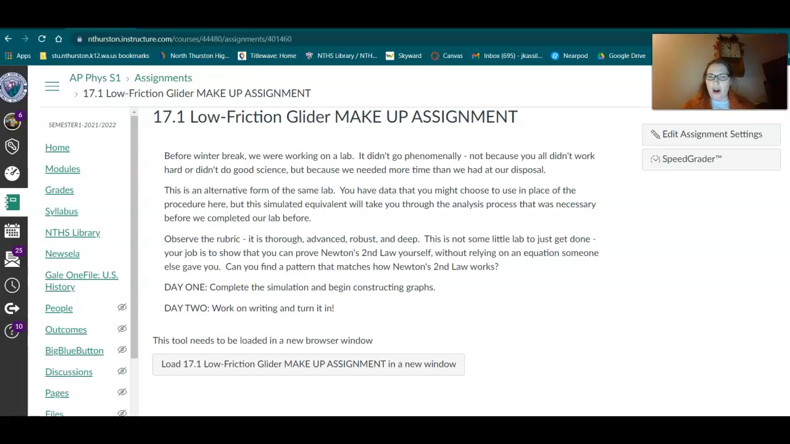So here's what you're going to do. Before winter break, we were working on our air hockey lab, our low friction glider lab. And we didn't quite make it all the way to the end, not because you guys didn't do an awesome job, but because to get to the depth that we needed in order for you to understand what your data meant, how you could use it to construct an argument, that all required more time. So this is an alternative form of the same lab. I've used this version in the past when I've had students who were absent or when a new student transfers in and they missed the lab. But the reality is, it'll allow you to collect the same data and theoretically construct the same argument of the same quality and depth that we were going for with your first lab.